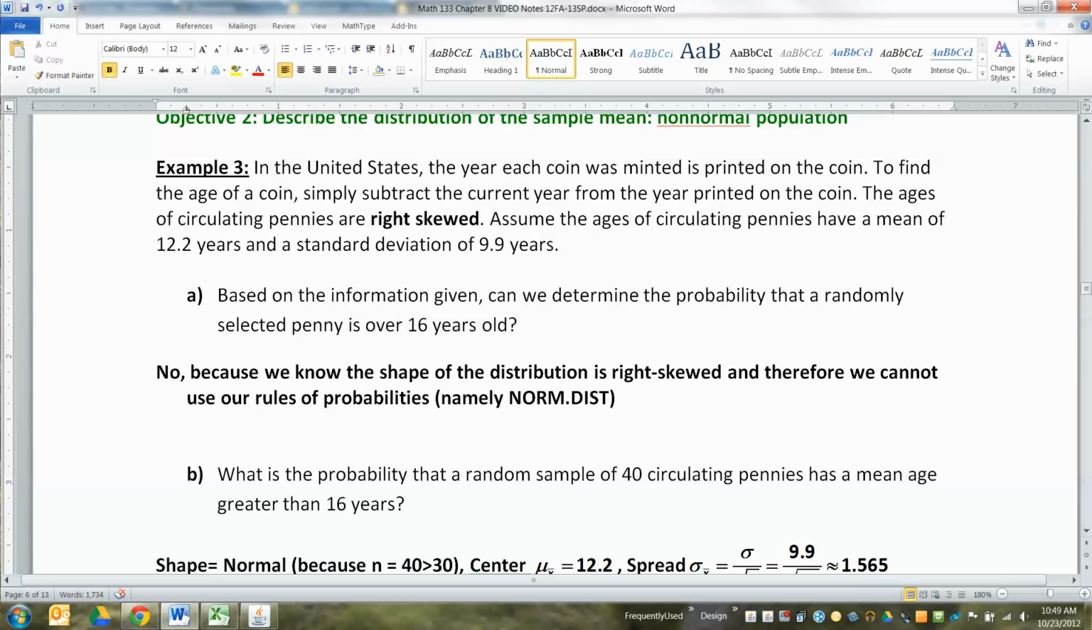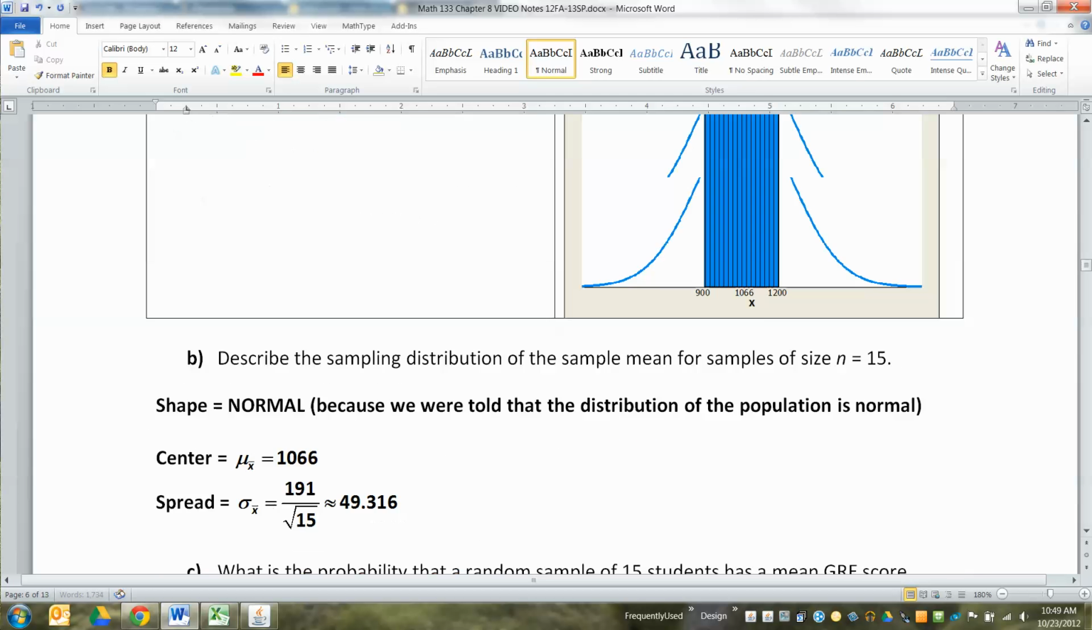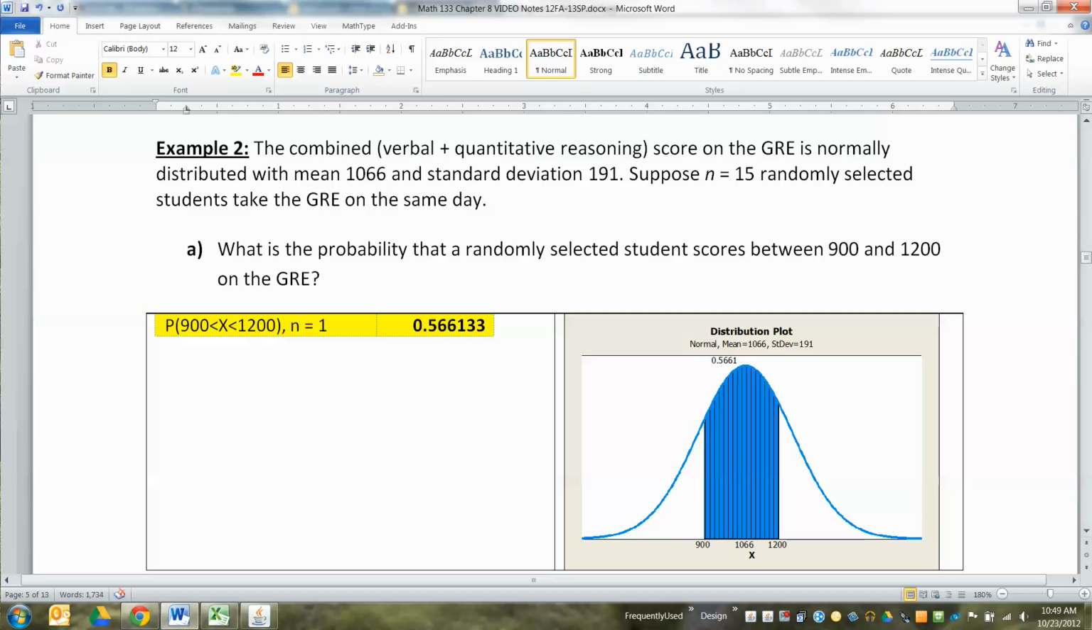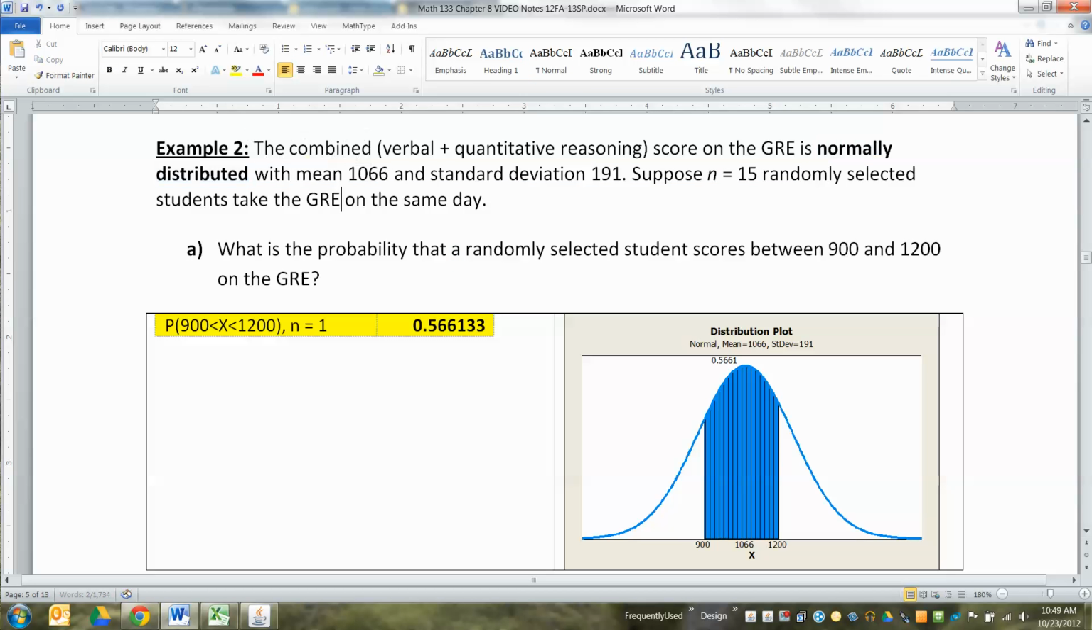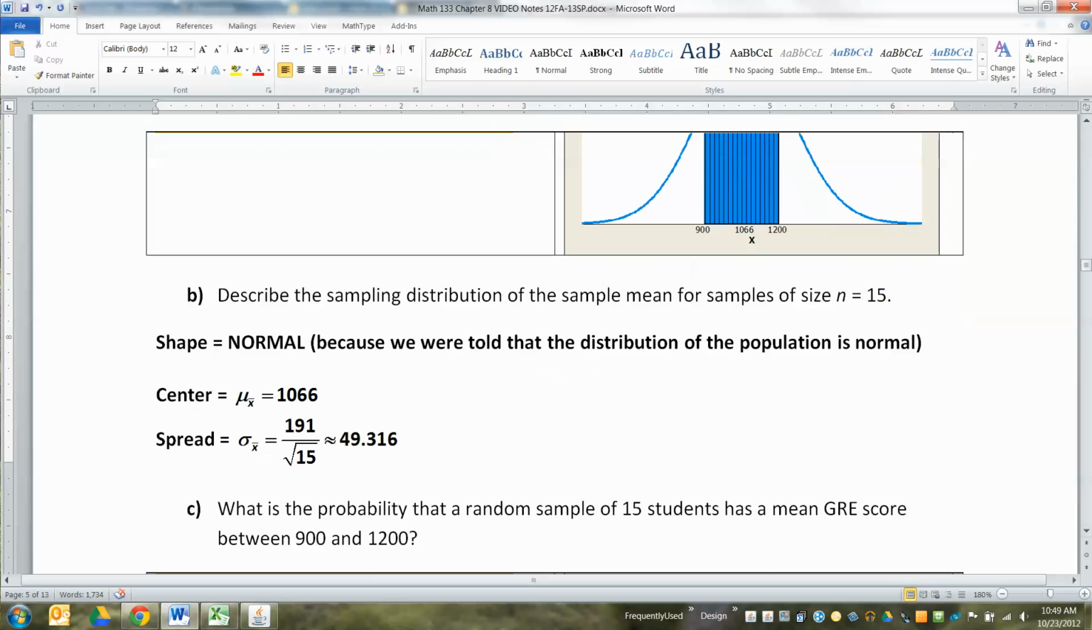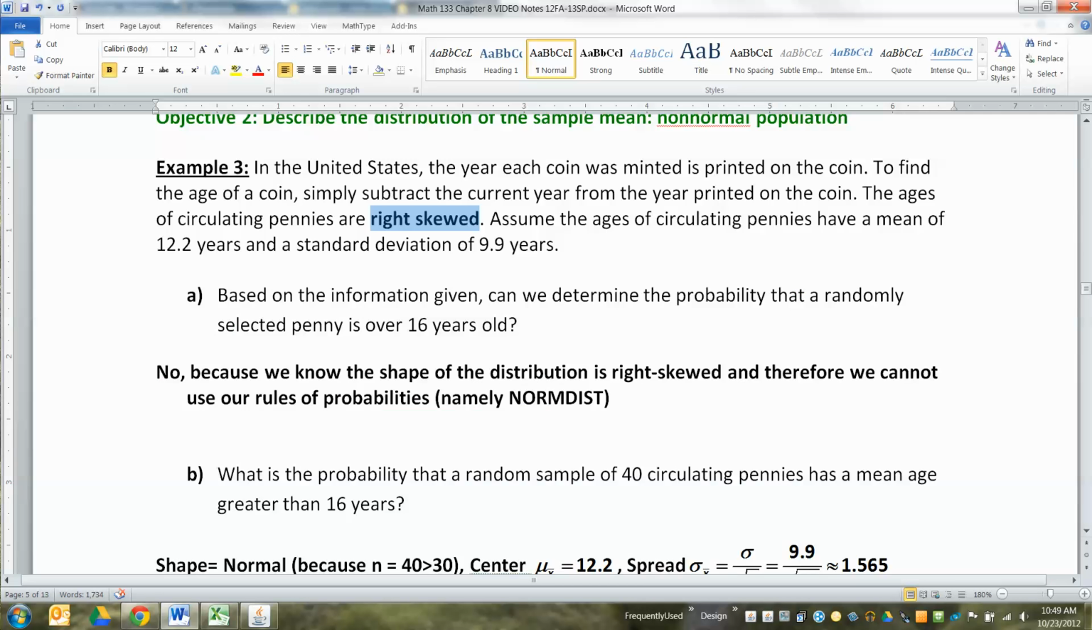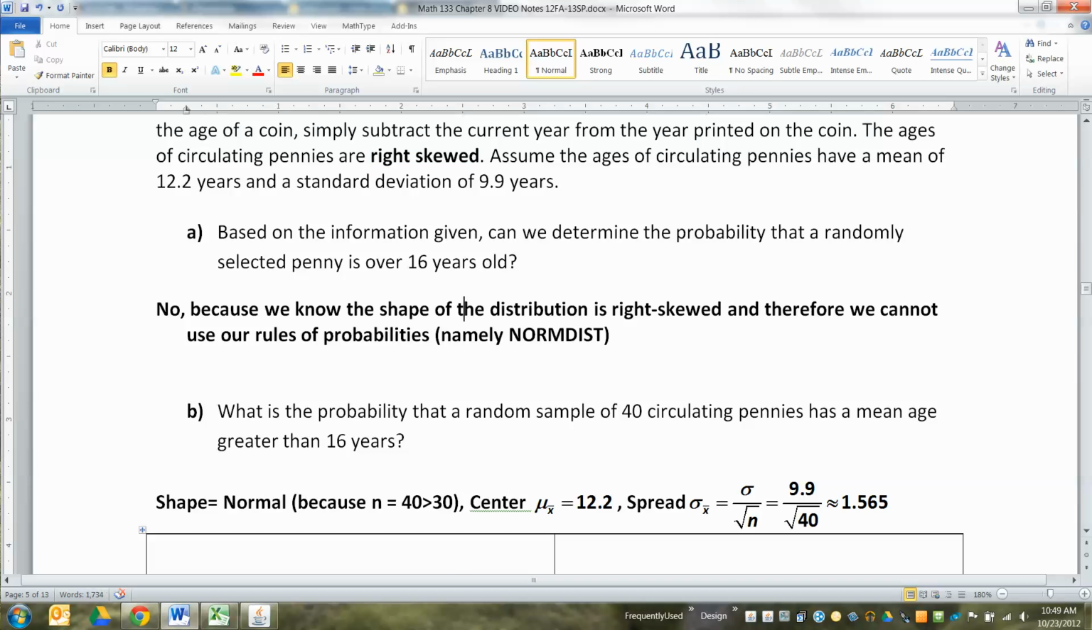Or norm.dist, if you have the old version of Excel, it's just norm.dist. Okay, so we can't do this, right? We cannot find a single probability. We could up here, that blue one, that's a single student, but that's because it told us in the beginning that it was normally distributed. Down here, it tells us it's right skewed, so we're in trouble. We can't do this for a single one.